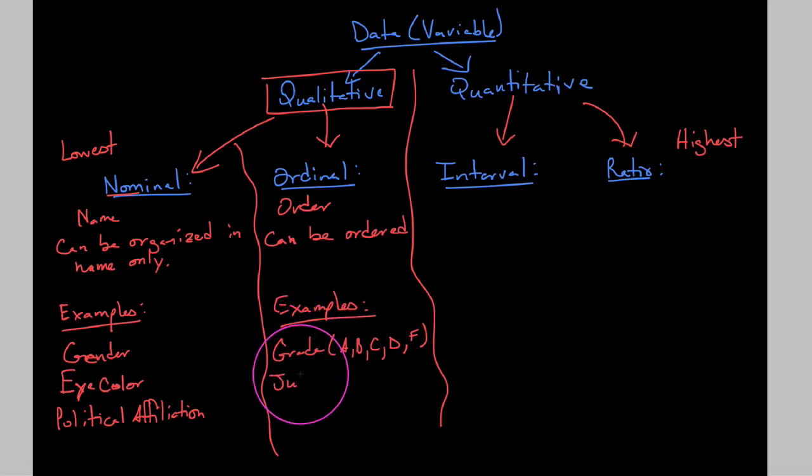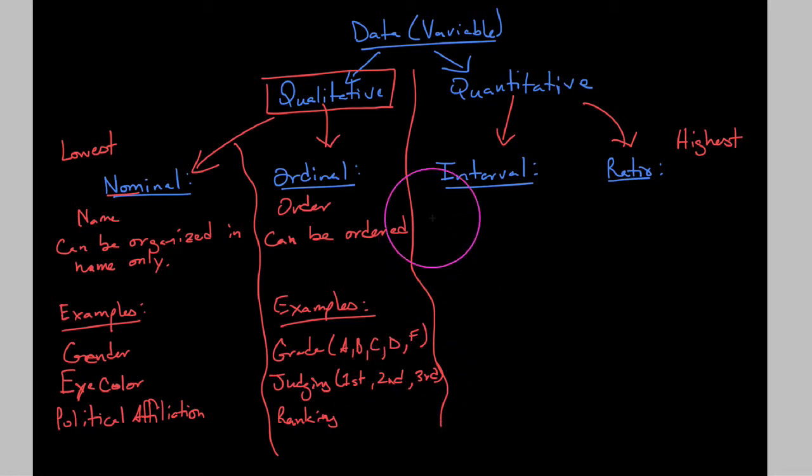Or we could say, if I was judging a contest, we say first, second, and third, or gold, silver, bronze. That would be ordinal data. Or anything that you're ranking, something like that. We say non-numerical data, but I can put you in order.